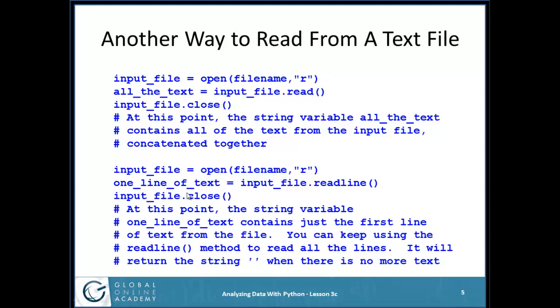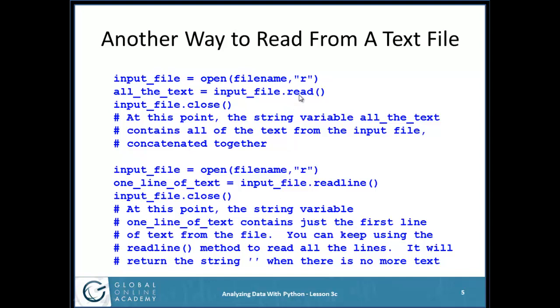Here's another example. Input file, one line of text equals input file dot read line instead of read. This reads only one line of the text. It's like one step through the for loop on the previous page. Now, it seems silly to read just one line of text and close it. You would have to read more than one line, but maybe you knew that all the stuff you wanted was on the first line of your file.